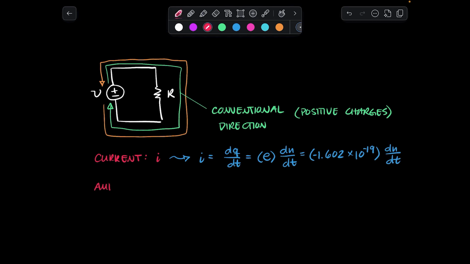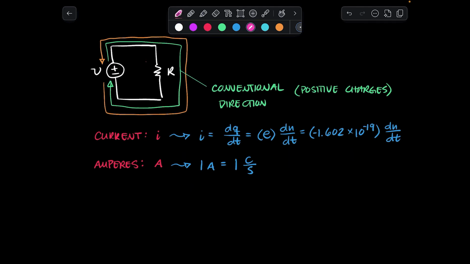Current is measured in amperes. The symbol for amperes, also called amps, is A. Therefore, 1 ampere, or 1 amp, is equivalent to 1 coulomb per second. Current is really the amount of charge that flows through a particular point in a circuit. So if we take any point in a circuit, then the current is equal to the amount of charge that passes through that point per second.